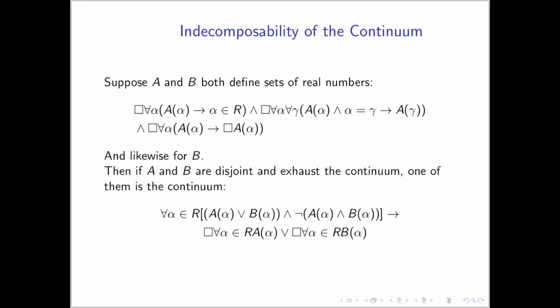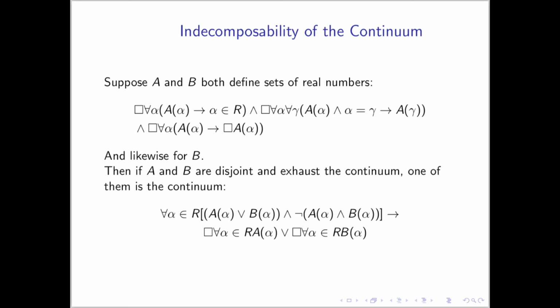I don't want to deal with the technical complexities of a higher theory of types. So we'll say that a formula defines a set of real number generators if membership is stable and the set respects equality. So if alpha is equal to gamma and alpha is in A, then gamma had better be in A as well. So we'll say that's what it means for A and B to define a set of real numbers. Well, A, and then mutatis mutandis for B.